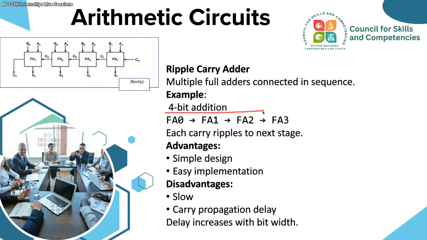So in 4-bit addition, each carry ripples to the next stage. Why ripples? Because the carry is rippling here, moving. If it gets the carry, it goes, it goes, it goes, and at the end we will get the result. So this is where you can use it in a practical way.